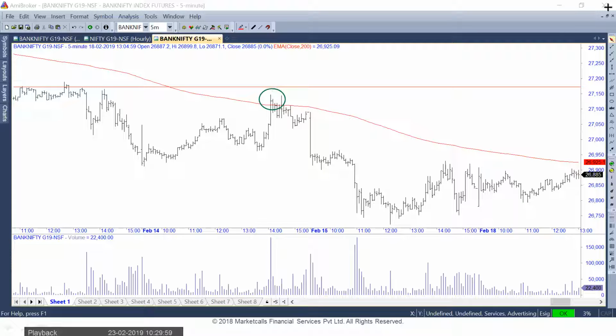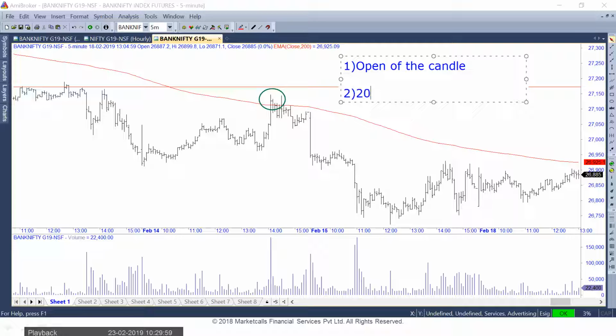So there are three locations which we are watching continuously. If I could summarize, those three locations are: one, at the open of the candle, where one has to observe whether it is a momentum auction reversal or not. And second is at the 400 MA.